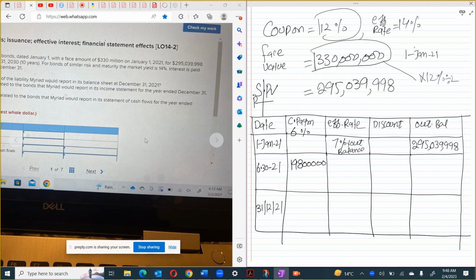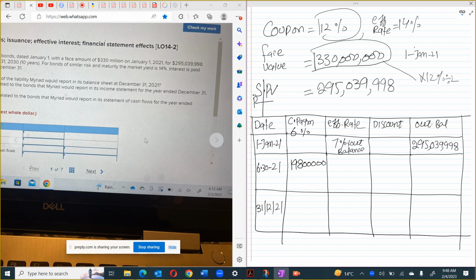Yes. Okay, now question number two. We will go to the requirement: determine the price of the bond at January 1st, 2021. So what will be the price of the bond? This means that we need the present value. How will you calculate the present value? Remember, the price, the PV of the bond, is equal to the present value of principal plus the present value of interest.